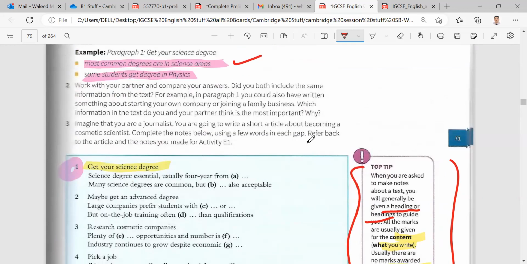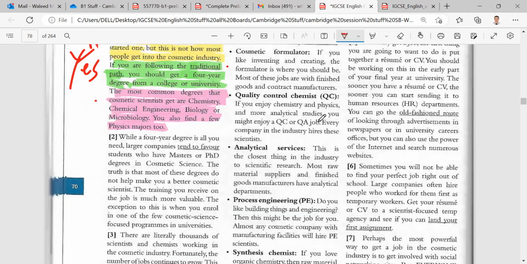So how to write the first note: science degree essential, usually 4 years from a college. That's it. So this is note number one. Science degree essential, usually 4 years from a college. This is note number one. Type note number two. Pay attention. Many science degrees are common, but also acceptable. Here, physics. Yes, that's it.